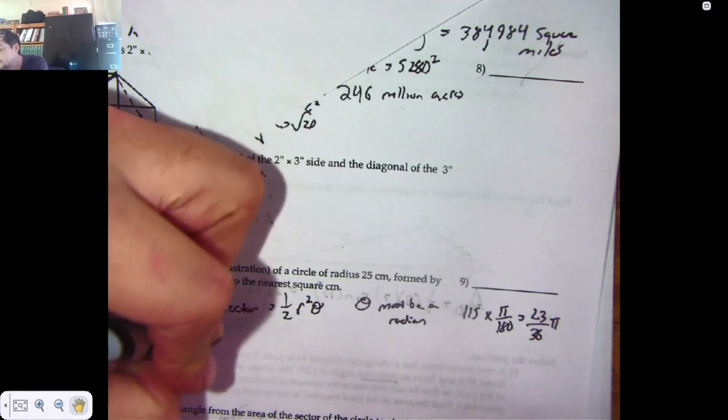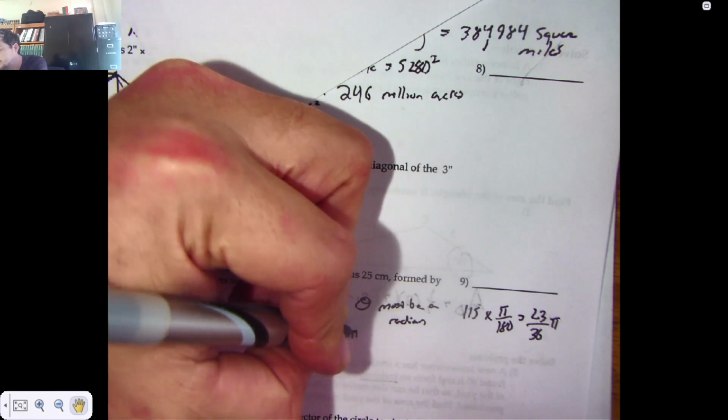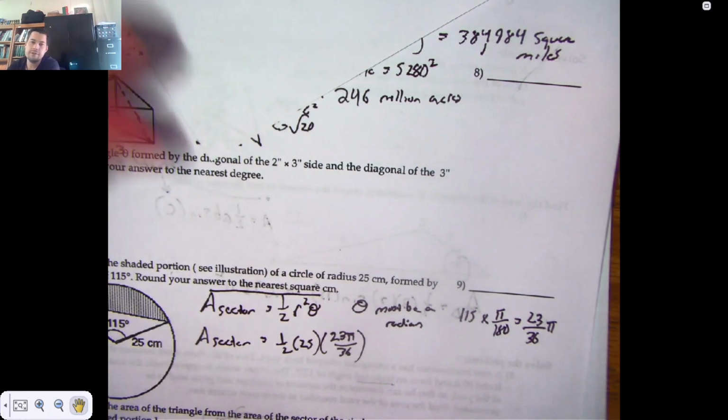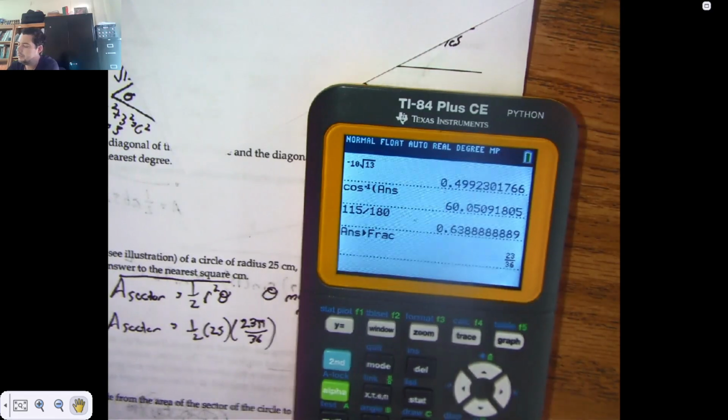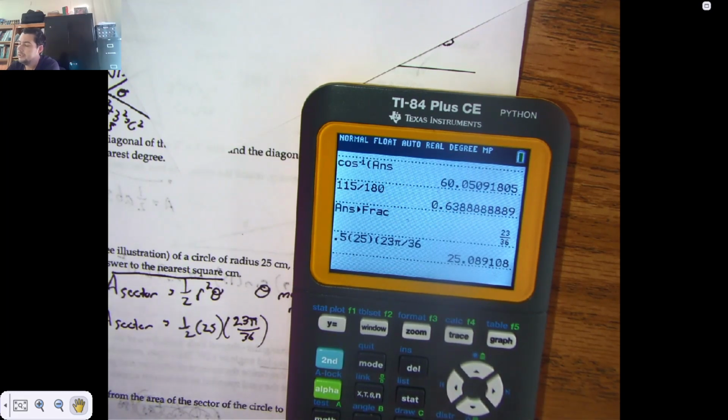But the area of this particular sector is going to be 1/2 the radius squared, which is 25, times 23 pi over 36. And again, you could have done a decimal over here. It wouldn't have been a problem because we're rounding to the nearest square centimeter, and I'm just going to round too. 0.5, 25, 23 pi over 36. And I got that the sector is roughly 25.09. What are the units here? Square centimeters.